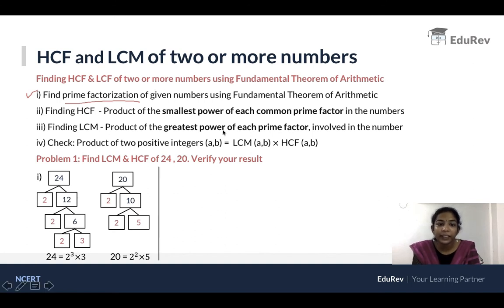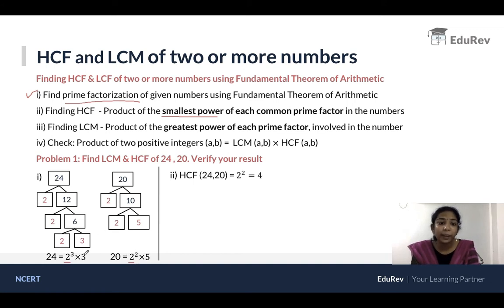What is your second step? To find the HCF. How do you find the HCF? You'll do the multiplication of smallest power of each common prime factor. Look at these terms here. What are the prime factors? 2 and 3. And here it is 2 and 5. What is the common prime factor that is there? 2. Right. So you'll take 2. So it's 2 cube here and 2 square here. Which power I have to take? I have to take the smallest power. That means I have to take 2 square.